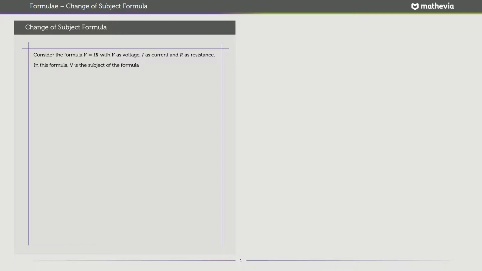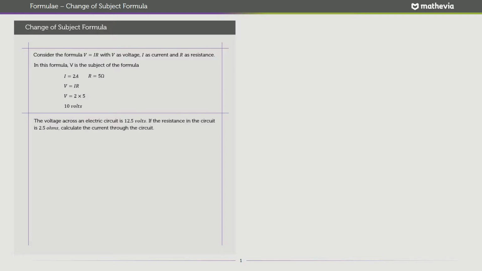Now, in this formula, at the moment, V is the subject of the formula because you're going to use this formula to solve for V. V is the purpose of this formula. So if you had a question where you're required to solve for the voltage in the circuit, say you're given current and resistance, you'd apply this formula V equals IR and substitute the values. You have 2 amperes and 5 ohms. Current is 2, resistance is 5, and you multiply 2 times 5, and in the end you have 10 volts. Simple.